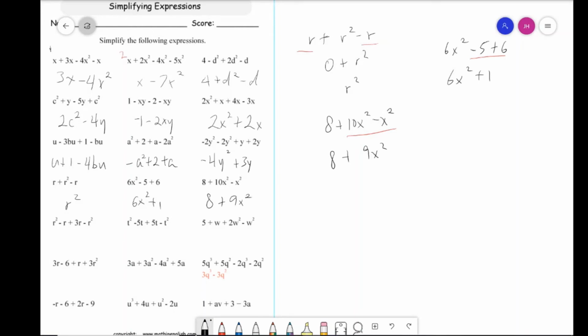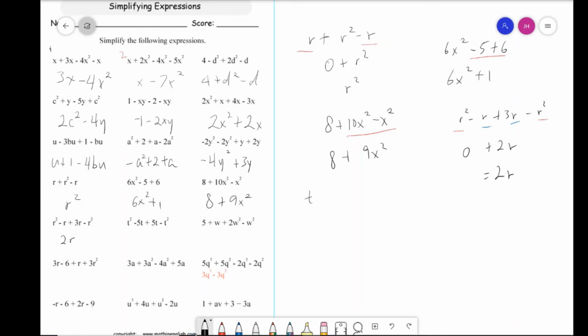Okay, next I have r squared minus r plus 3r minus r squared. Combining like terms, I have the r squared as well as the r. So r squared minus r squared, that is 0. And then I have minus 1r plus 3r, which is plus 2r. Altogether, I just have 2r.